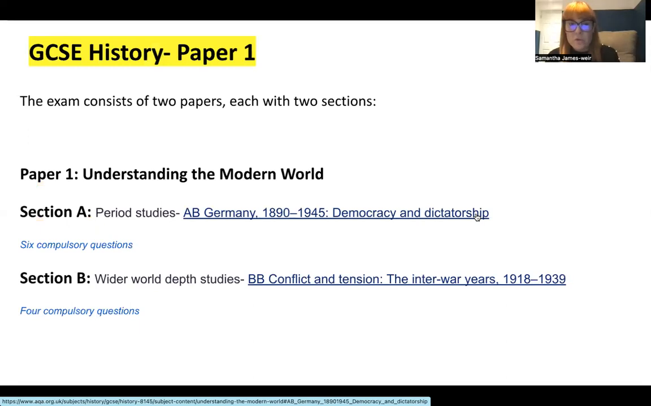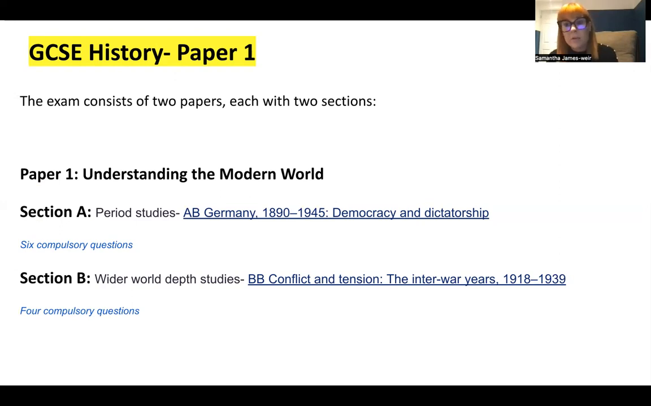So paper number 1, the first paper, the options which we have chosen and which your child is studying are option A, B, which is Germany with democracy and dictatorship from 1890 to 1945. And it's really important to note that when it comes to helping revise, if you're going to use any exam papers, you make sure that it is the right option. So it's A, B, and also that the year is right for Germany as well, that it's 1890 to 1945, as some of the content can differ between options and some's quite similar. So it's really important to make sure that you get the right one.